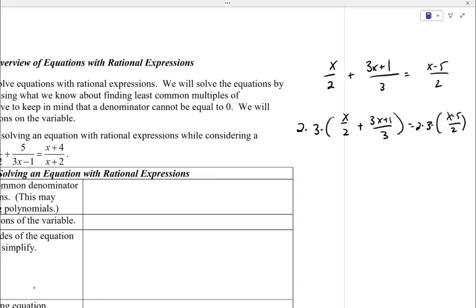So notice in this case, we would multiply both sides by 6, if you will, because that's the least common denominator. Okay? Then we can distribute. We can distribute this here and this here.